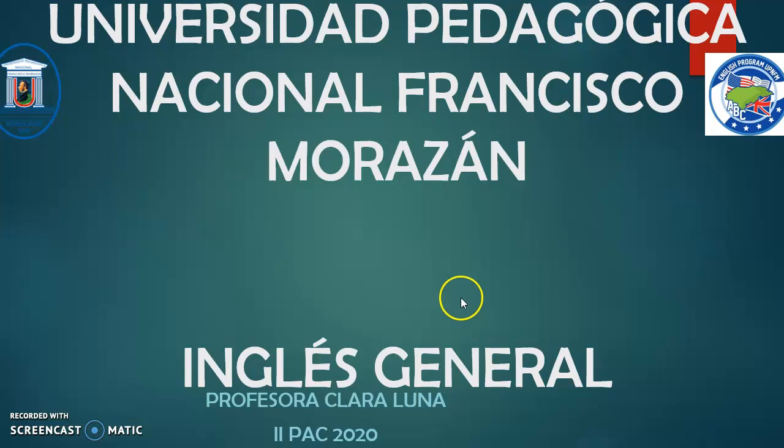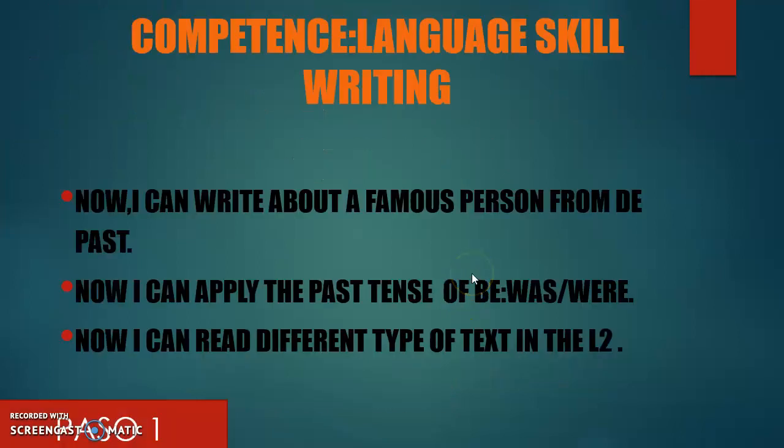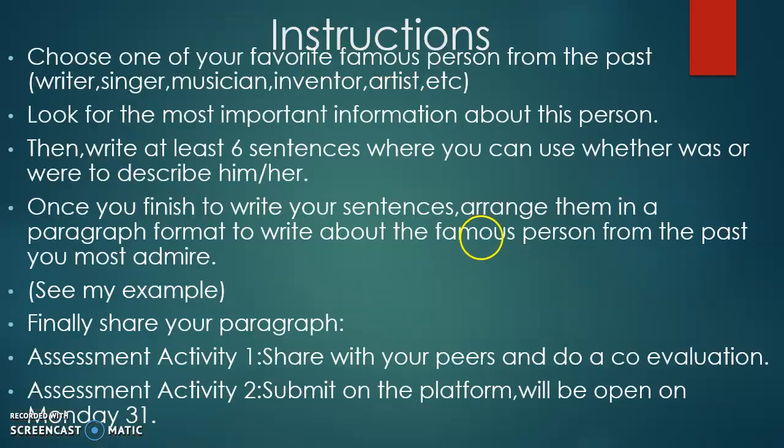As you know, you have already finished the topic of talking about past events using the was or were form of the verb to be. In this assignment, you have to see the following competences. Now I can write about a famous person from the past. The second one is: now I can apply the past tense of the verb be, was or were, and now I can read different types of text in the L2.